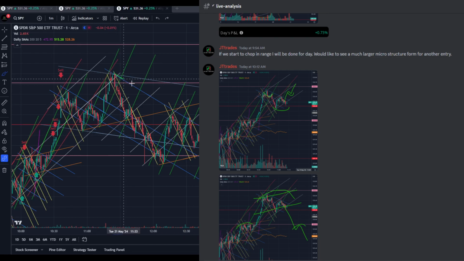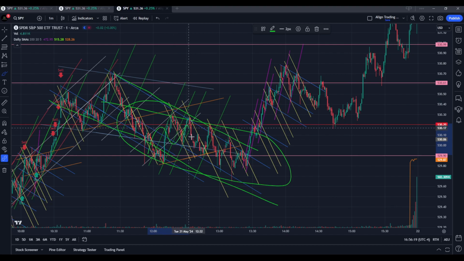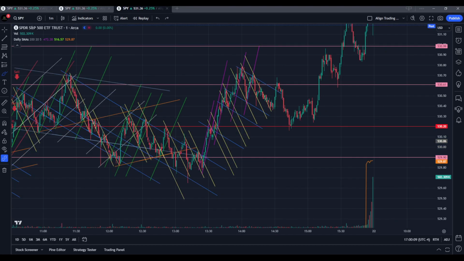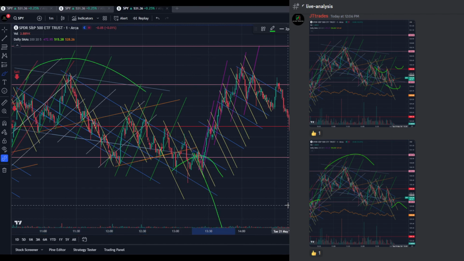So you see that is what we did. We're trying to form this larger flag microstructure right here, but it is just a bunch of chop and is very hard to trade that. However, you still could have traded this, as I explained here, back above this 530.20. You could see it start to move higher, and it did right there. Or if we started to go back below this 529.90 and form some sort of resistance right there along with this, maybe we get a move to the downside through that moving average.